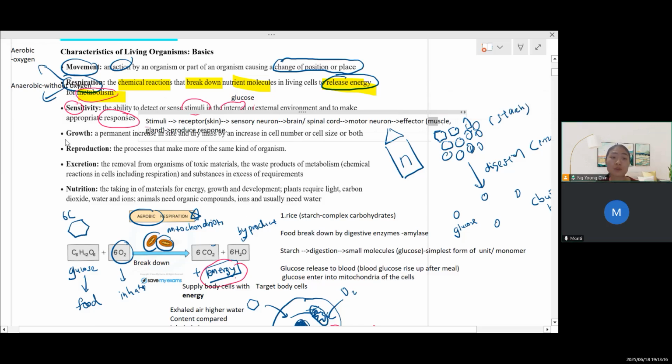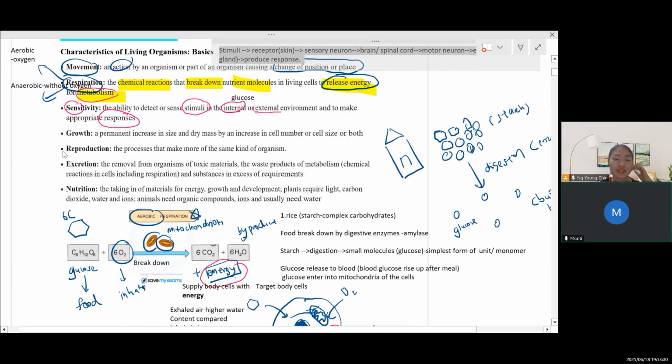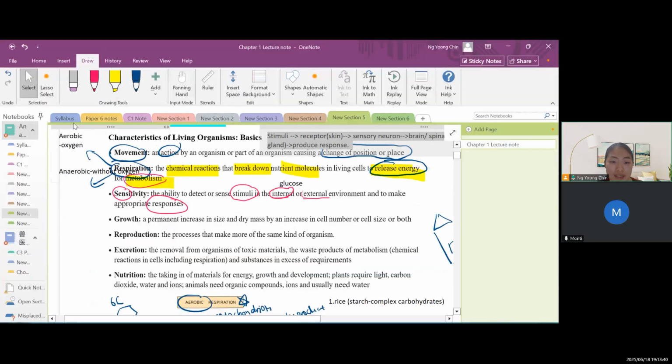Then I will talk about growth. What does growth mean? Growth is the permanent increase in size and dry mass by increasing in cell number and cell size. You highlight this part first: increasing in cell number and cell size.